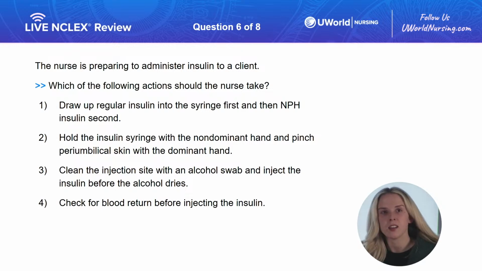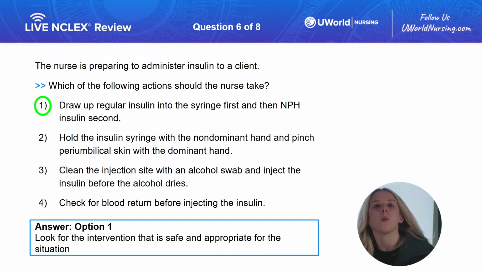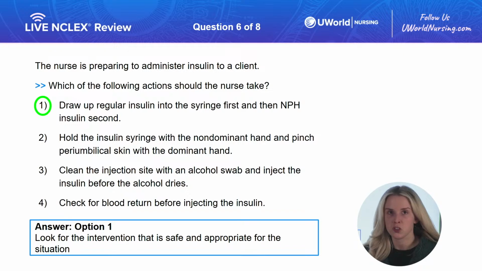All right, so I see lots of answers coming in, and you guys hit the nail on the head. Option number 1 was our correct option. So we're looking again, this is a positively worded question. We're looking for the thing that the nurse was doing right, the action that is indeed correct, and that will be option 1, drawing up regular insulin into the syringe first, and then the NPH insulin.